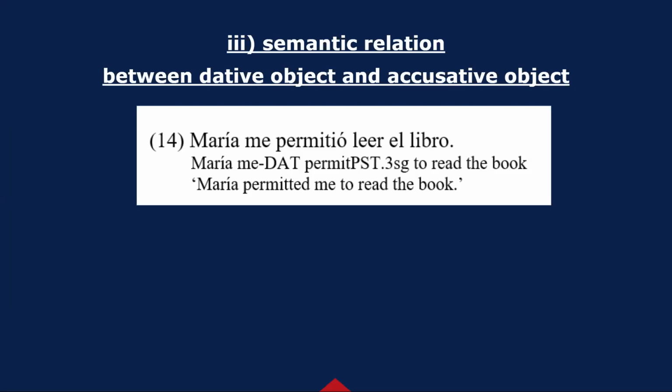As we have already seen, a low applicative argument presents a possessive relation between the low applicative argument and the accusative object, and receives the interpretation of un individuo posee el objeto. It means in English, one individual owns the object. On the contrary, a high applicative has a relation between an individual and an event.